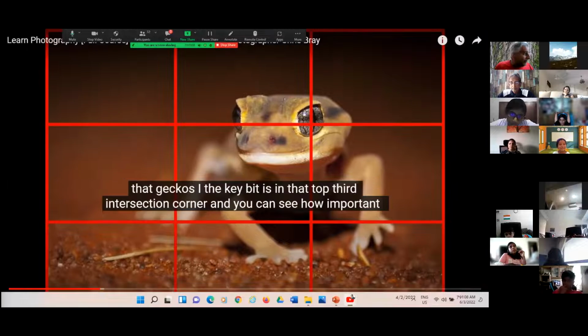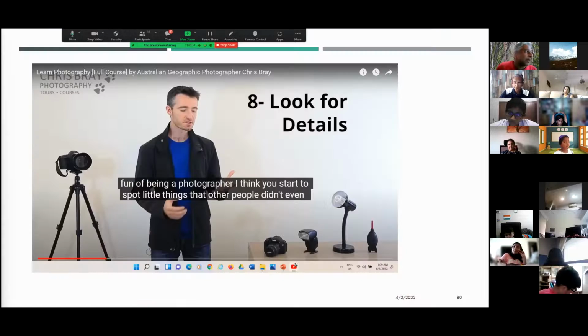So here we see this cheetah, the key bit is that the eye is in that top third intersection corner. And you can see how important it is to capture the eye detail. This makes this photograph stunning. It's really a beautiful photograph. So I hope you understand what I mean by going down to the level of the creature. In this case, the insect, we go right down to capture its eye, which is the most interesting aspect of the subject.